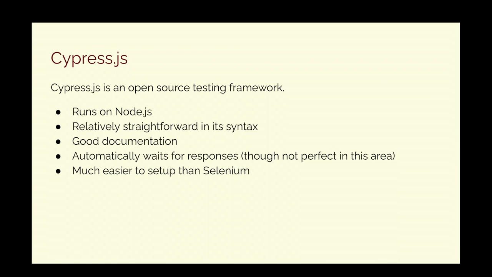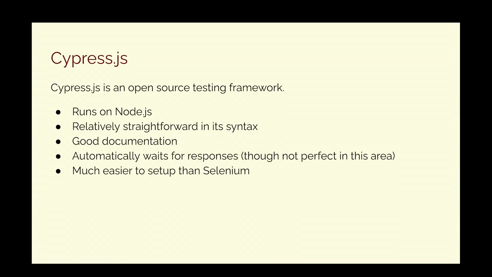We chose Cypress.js. Cypress.js is written in JavaScript and runs on Node.js. We chose it because it was relatively straightforward. It was much easier to set up than Selenium, which is a very common test runner. I'm of the opinion their documentation's very good, and it has nice built-in features, like it will automatically wait for responses when you perform actions with it, which is not perfect, which I'll get into.